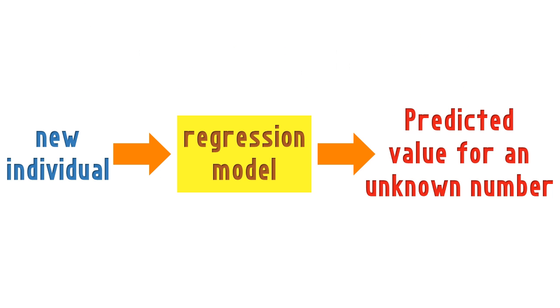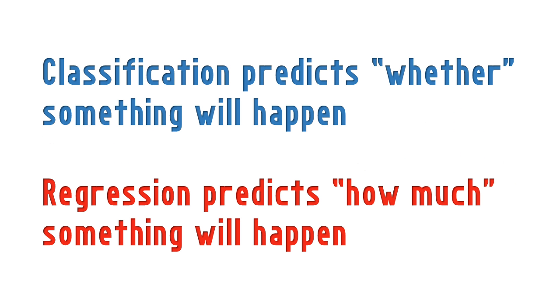For a regression task, a data mining process produces a model that, given a new individual, estimates the numeric value of a particular feature specific to that individual. Regression is related to classification, but the 2 are different. Classification predicts whether something will happen, whereas regression predicts how much something will happen.